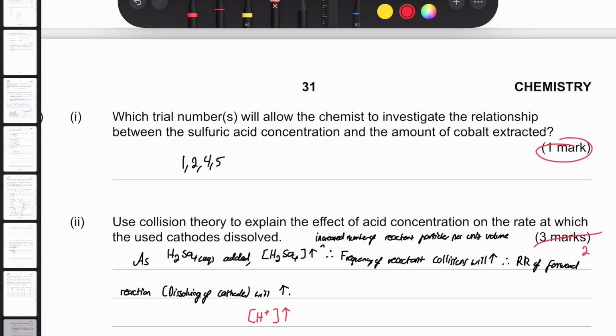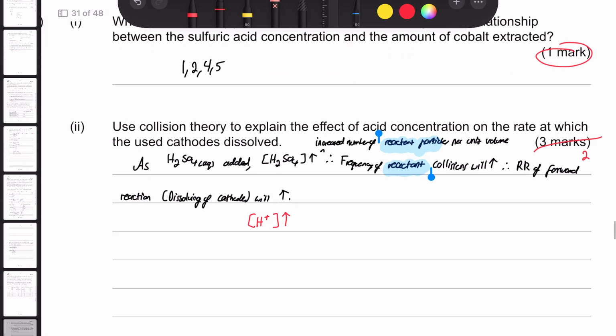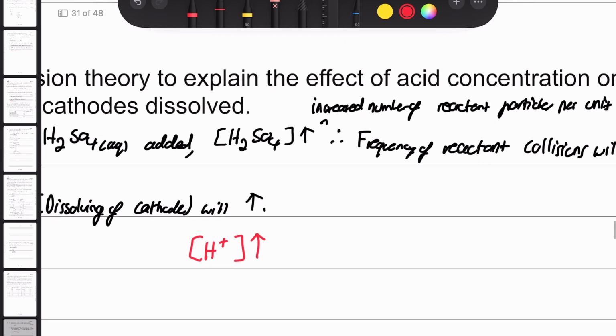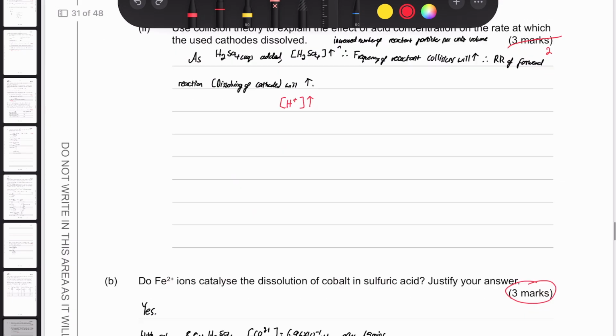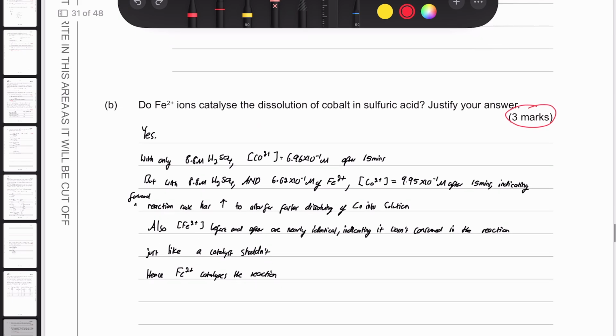We lost 1 mark here because the marking key said H plus. The higher the H plus concentrations. I didn't say that. I just said H2SO4 concentrations would increase. I guess H2SO4 will fully dissociate, so I should talk about H plus, so I knocked the mark there. Someone pointed that out. And go down.